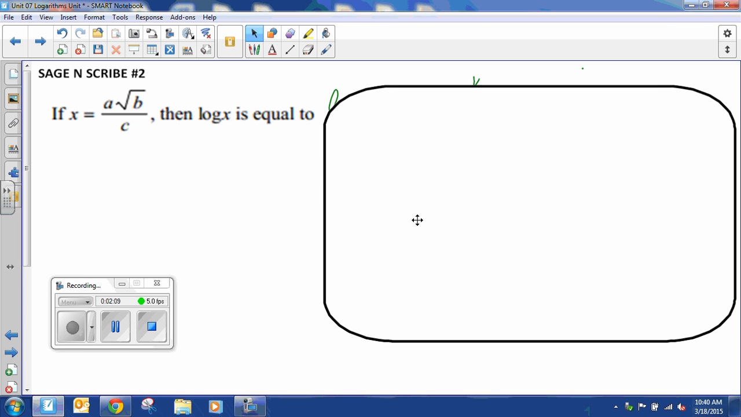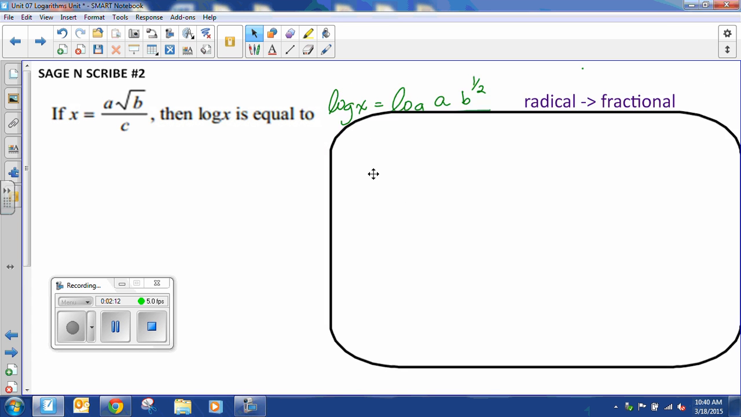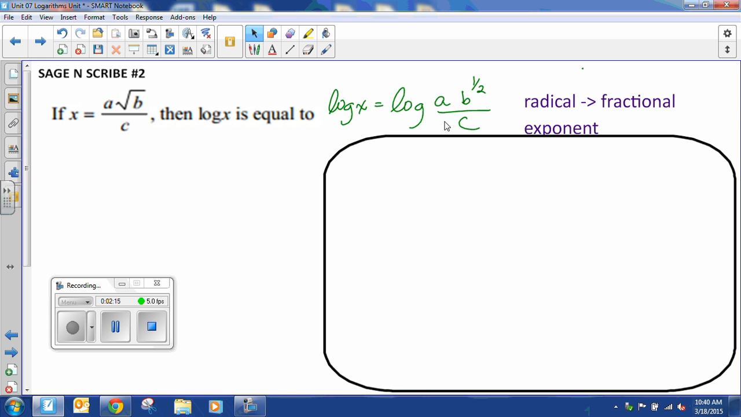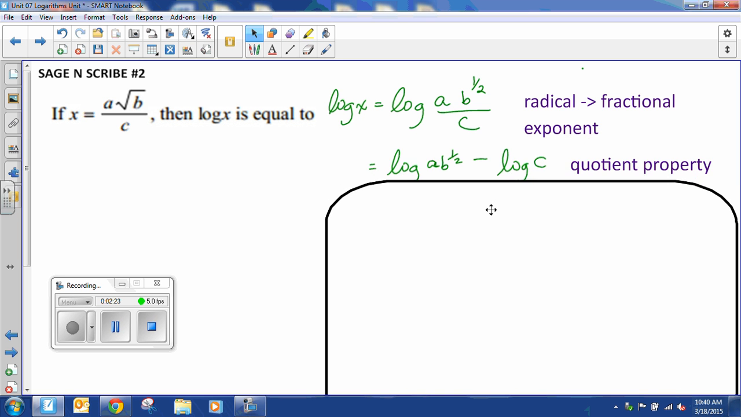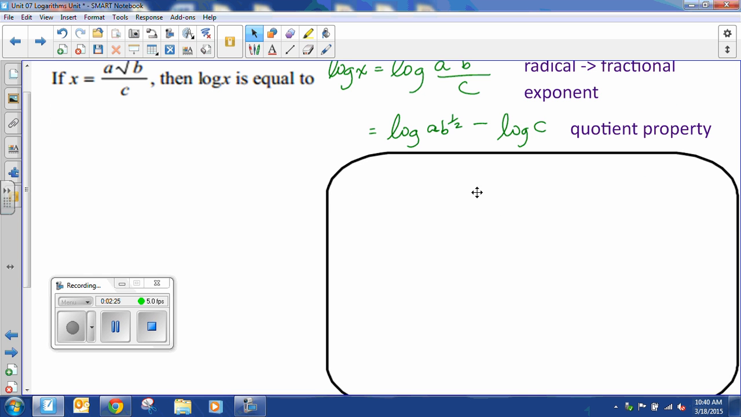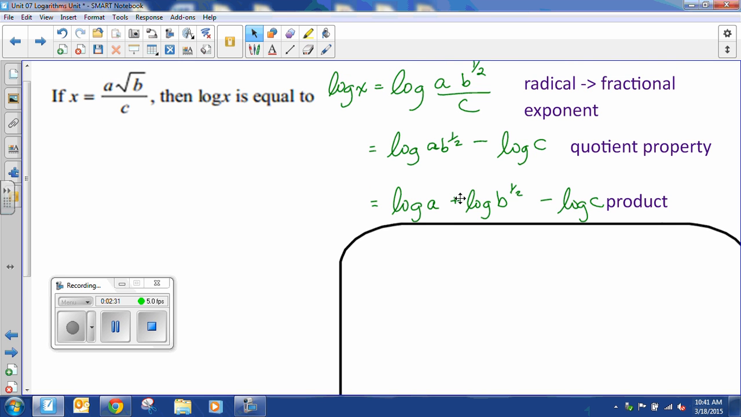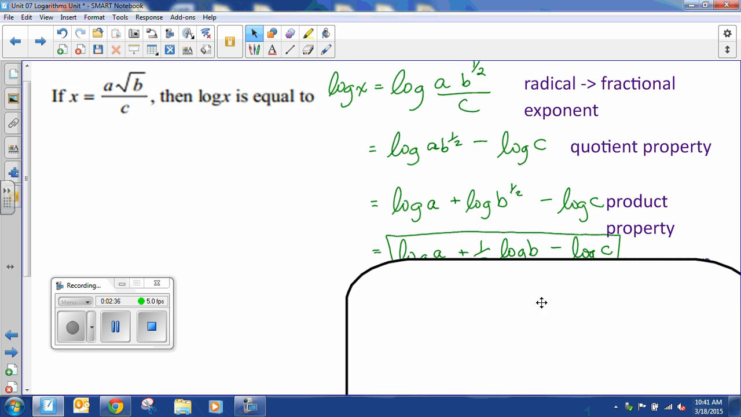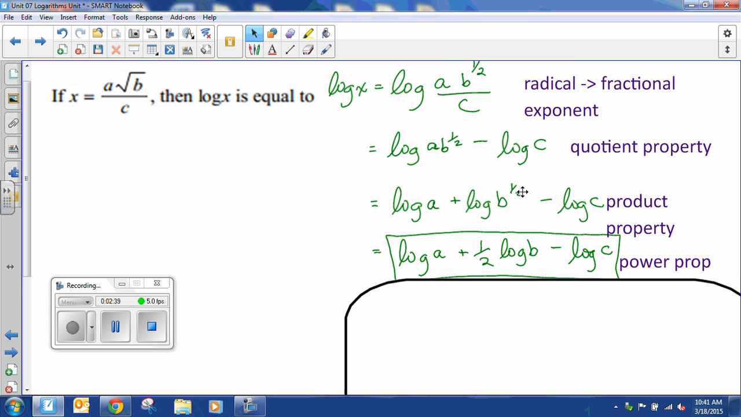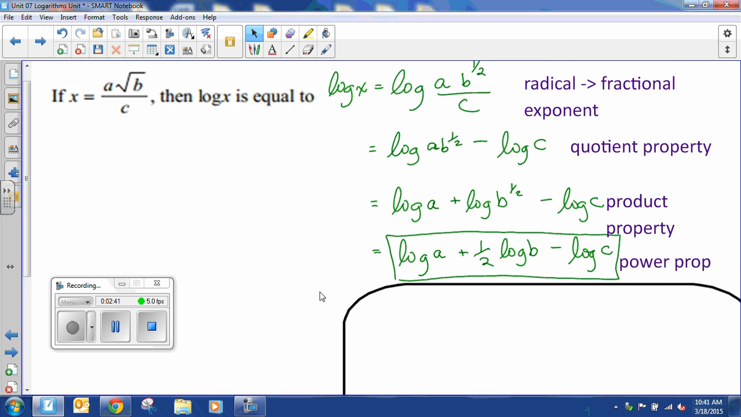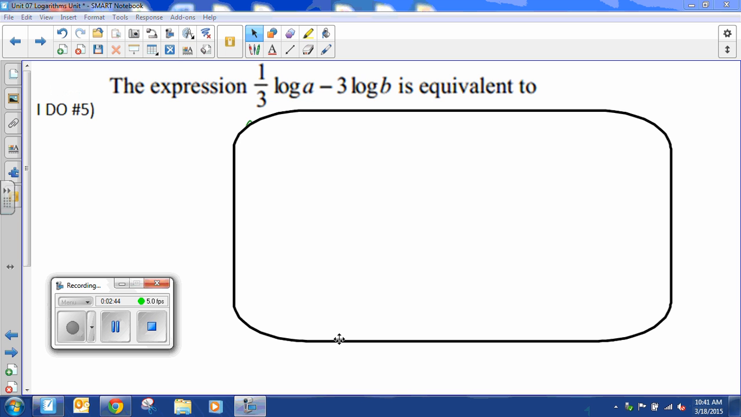So this one, we are also expanding. So first thing we do is rewrite the b as a fractional exponent. So we have log of a times b to the 1/2 all over c. Then we can apply the quotient property. Then we can apply the product property, log of a plus log of b to the 1/2 minus log c. And then finally, the power property, the 1/2 comes down in front like this. This is the coefficient.